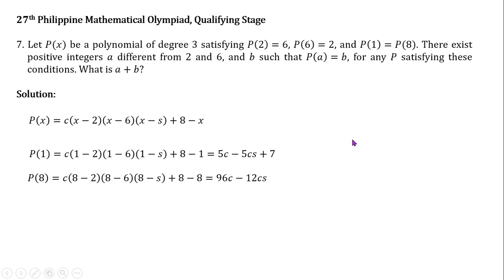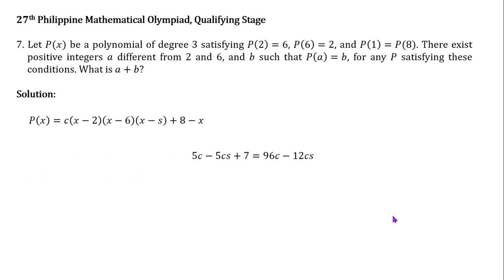Since p of 1 is equal to p of 8, let us equate these two expressions to get 5c minus 5cs plus 7 equals 96c minus 12cs. Now if we combine like terms, we will get 91c minus 7cs equals 7. 91 is divisible by 7, so let's divide both sides of this equation by 7. We will have the result c times 13 minus s is equal to 1.